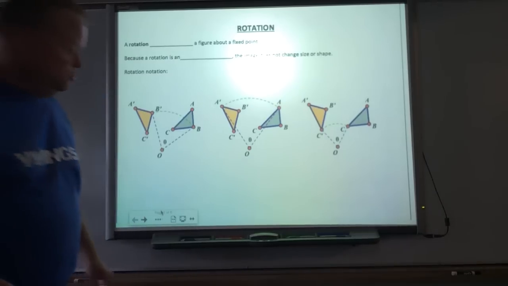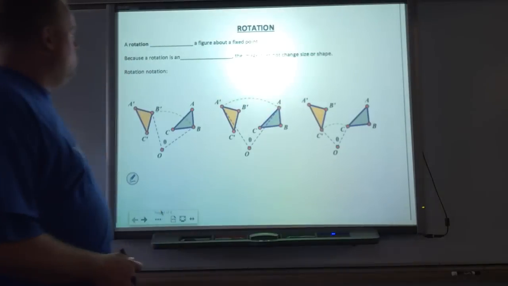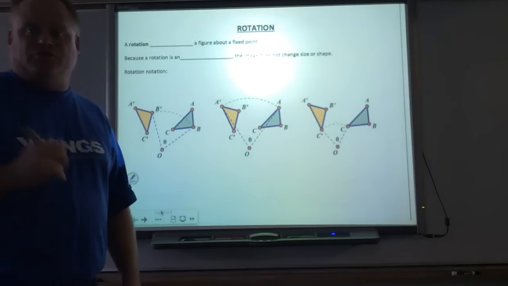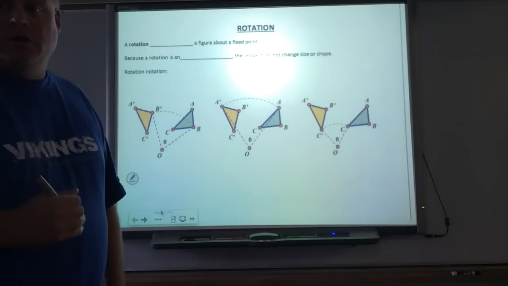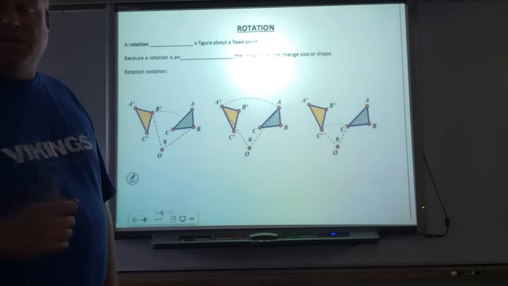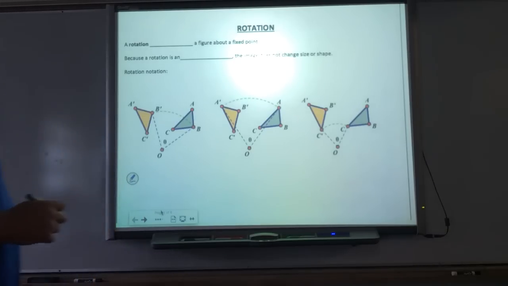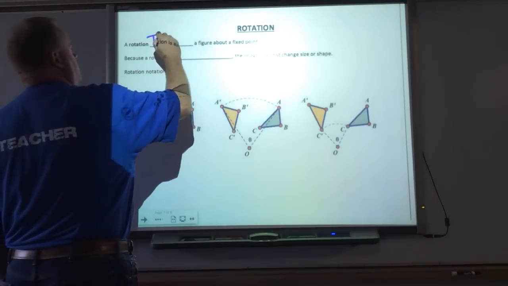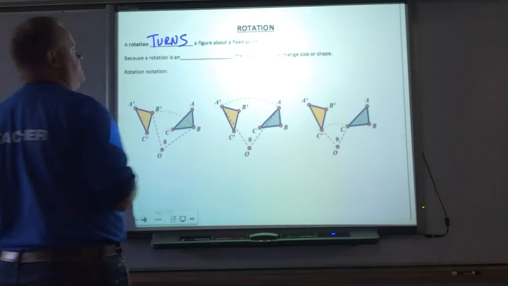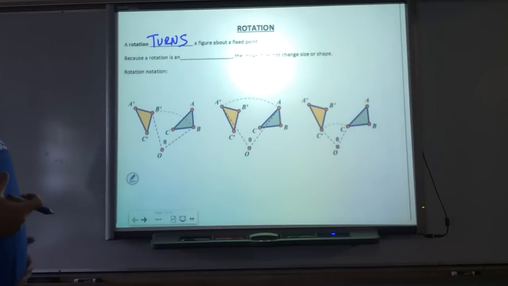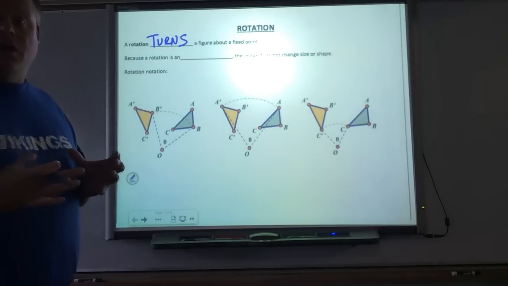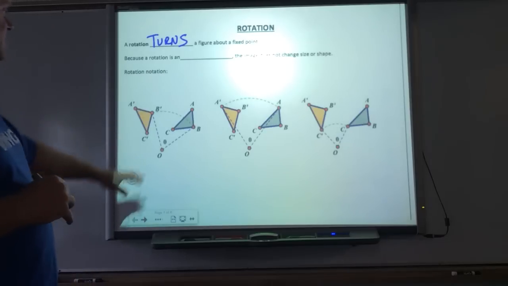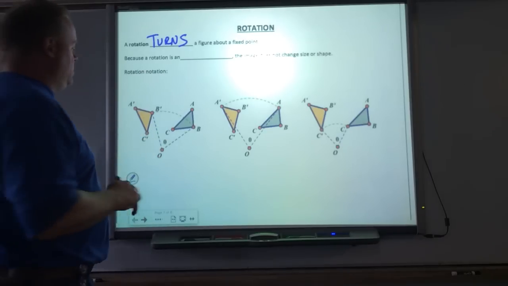All right, welcome to Notes on Rotations. This is going to be our second of the two isometric transformations. This is going to be rotations, and a rotation is a turn about a fixed point. Basically, I'm going to take a figure and rotate it around a fixed point. You can see that in these examples right here.